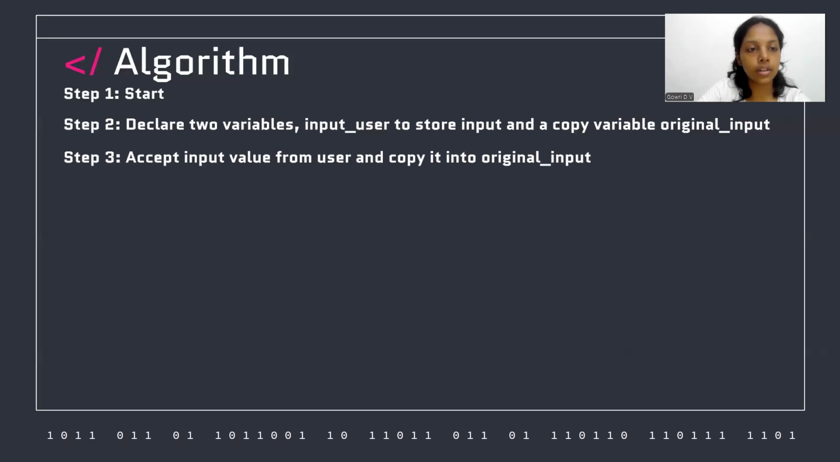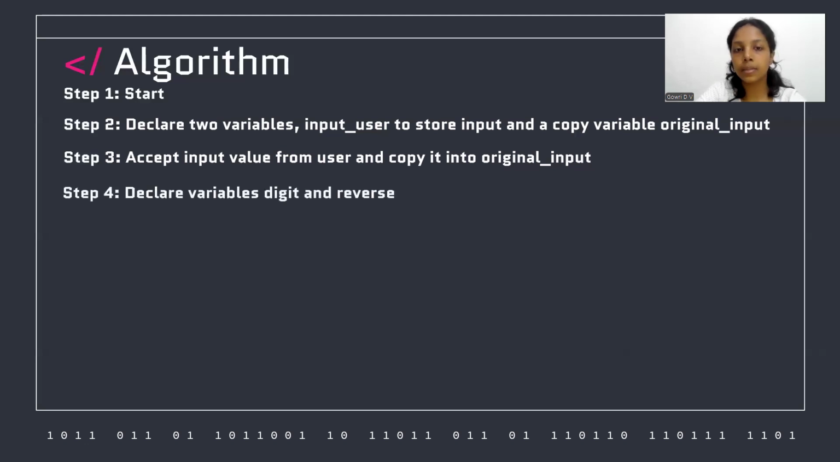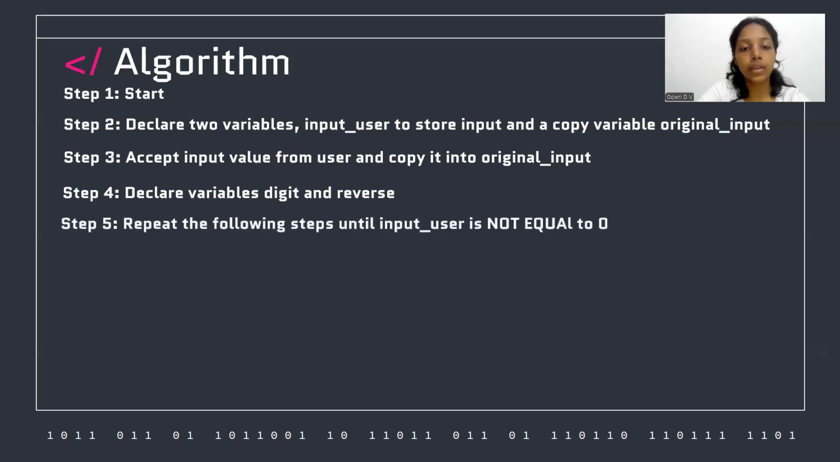So the steps to do so are: step 4, declaring variables digit and reverse. The variable digit's purpose is to hold every extracted digit from input_user variable. Reverse, as the name suggests, will hold the reversed number. Step 5 is repeat the following steps until input_user is not equal to 0. So this is the main part of the program where the reversing of number takes place. So we are repeating certain sub-steps as long as the condition input_user not equal to 0 is true.